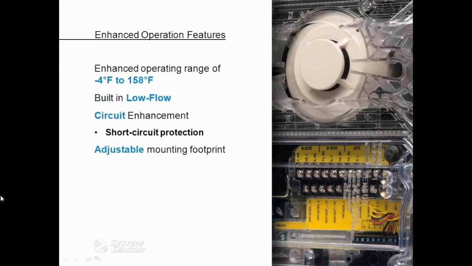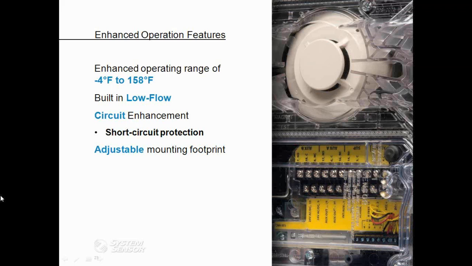Okay, first, look at the environment you are installing your detector in to ensure that the detector's temperature range is adequate for the space. Also, ensure that the detector meets the airflow range required for the installation. As I mentioned, all System Sensor standard type duct smoke detectors are approved for an airspeed range of 100 to 4,000 feet per minute.